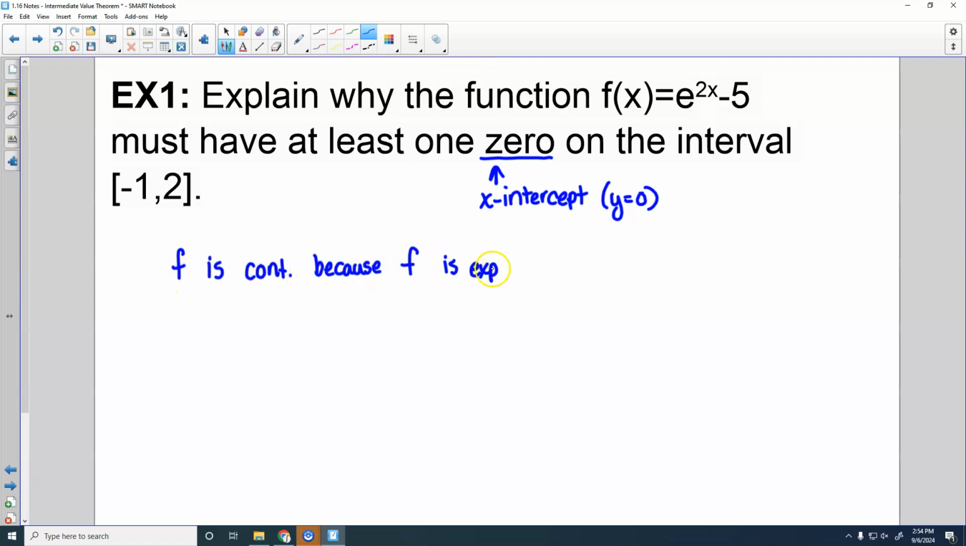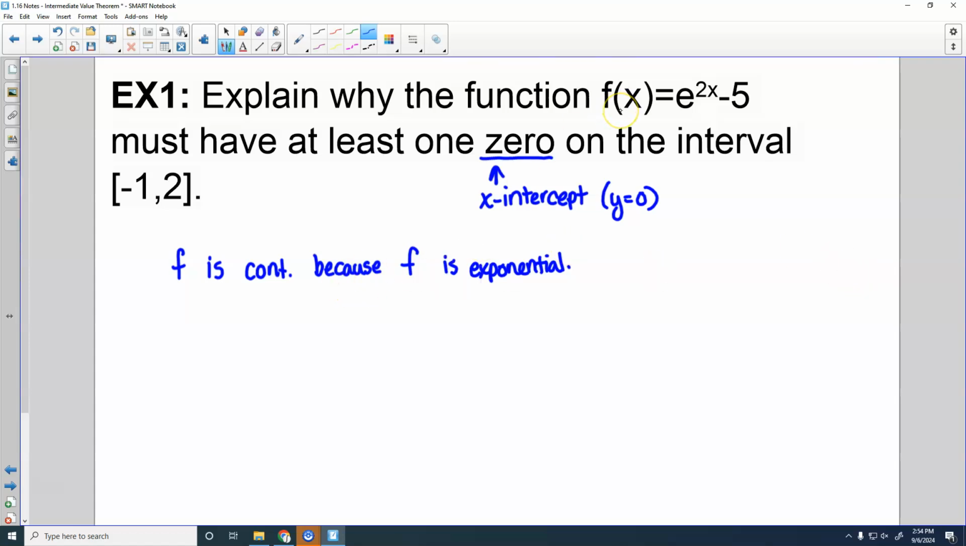What's the difference between putting f and f of x? Not much. You can call it f or f of x. f of x is perfectly fine. f is a little bit shorter if you want to write it that way. So if you just use the first letter, we assume you mean f of x, or sometimes it's f of t. So you don't have to put the of x with it, but if you do, it's perfectly fine. So f is continuous because f is exponential.